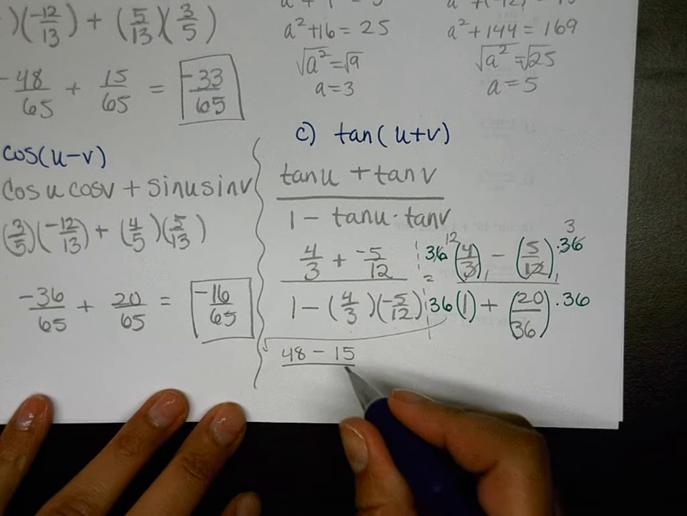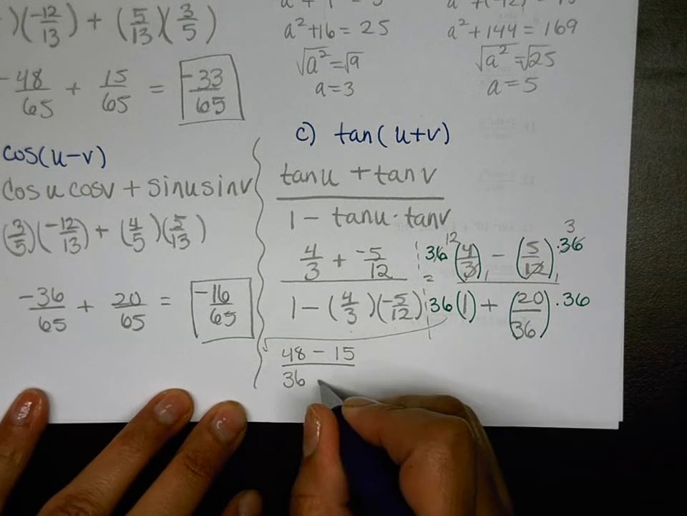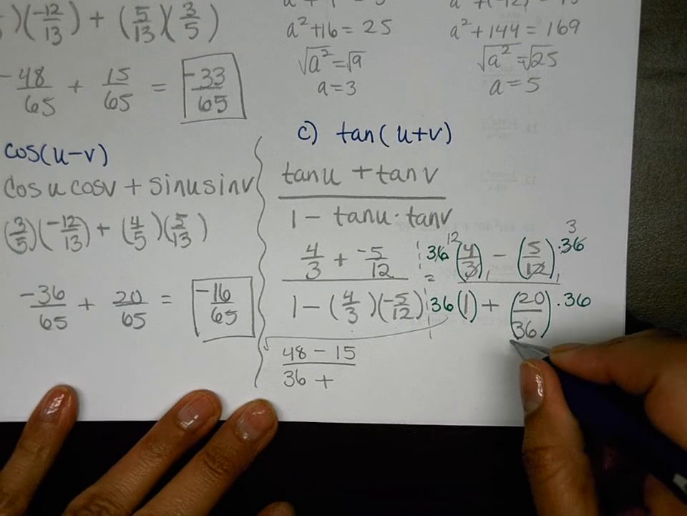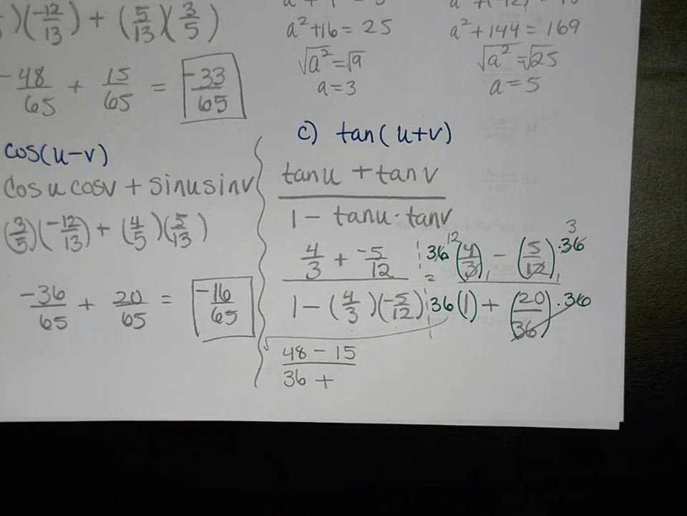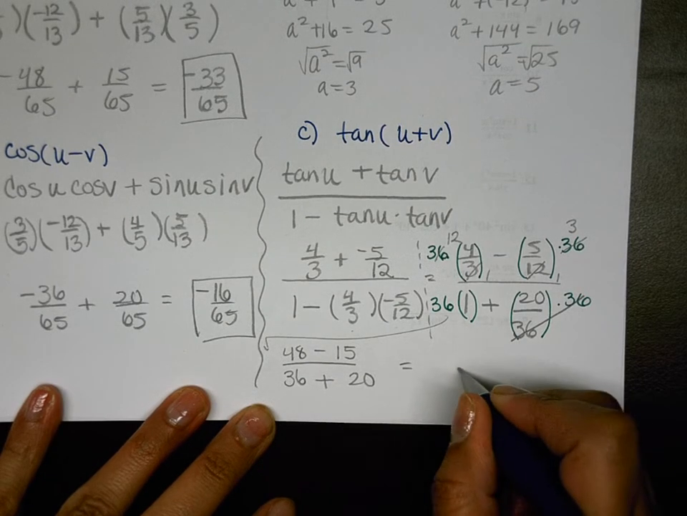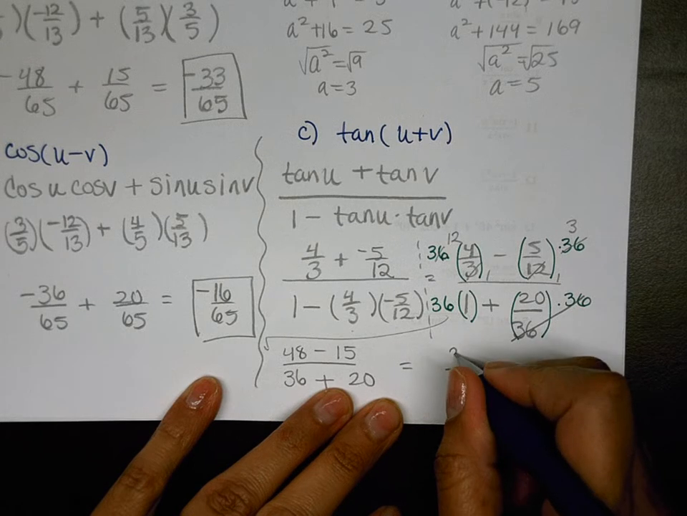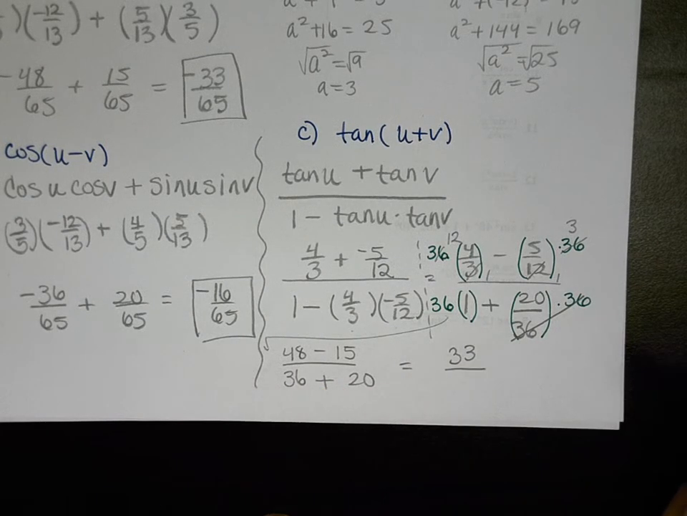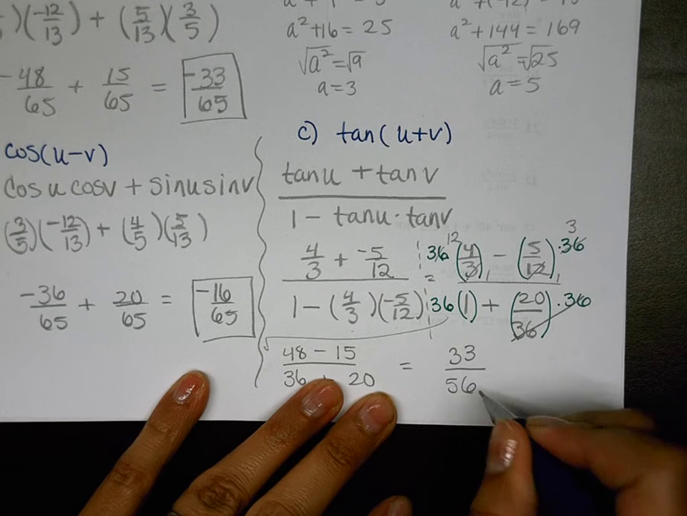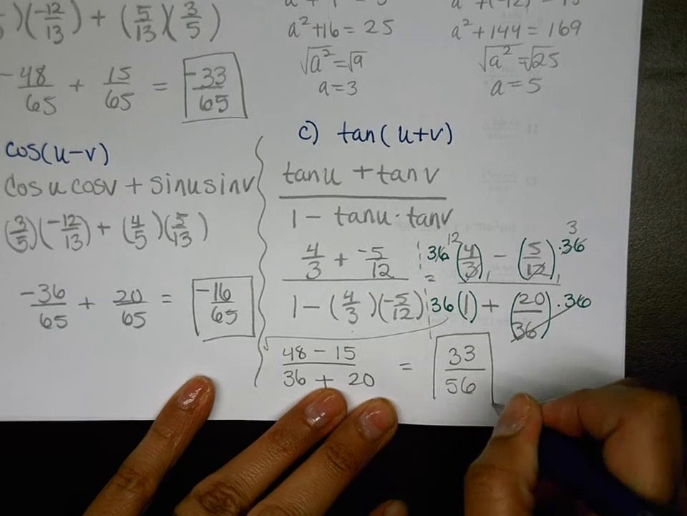That's just 36 plus 36 reduces completely, leaving what behind? Leaving 20 behind. Now it's just combining like terms. 48 minus 15 and 36 plus 20. So work that out now. 48 minus 15. What do you get for that one? 33 over what? And does that reduce? It does not. That there is your final answer.